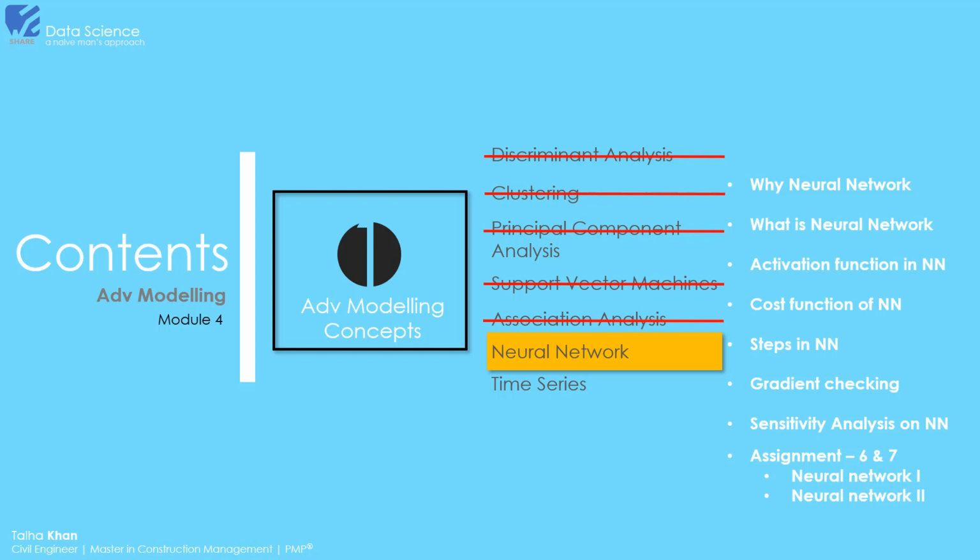And after that, we'll learn about the concept of gradient checking. Recall we came across this term earlier in our third module, that was modeling. So here we will learn about this concept called gradient checking. And then we'll also touch upon the sensitivity analysis of neural networks. After that, as usual, we'll do assignments on it. So there will be 2 assignments on neural networks. Okay, so without further ado, let's get started with our first topic, that is, why do we need neural networks?